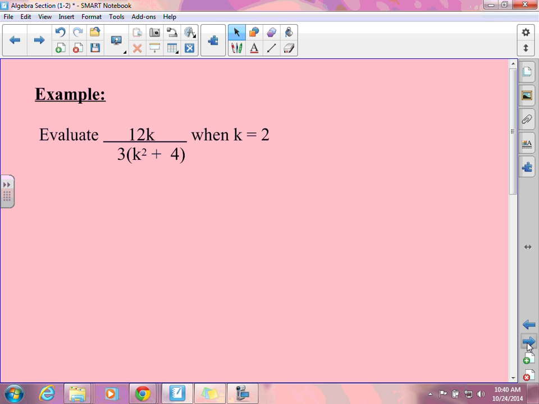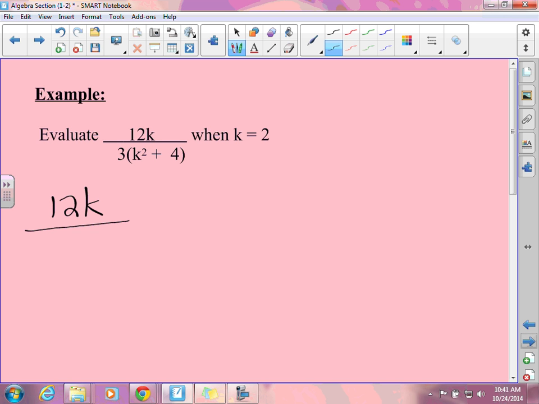When you do these, the first thing that I want you to do is write 12k, the fraction bar, and use the lines on your paper. It's going to help you with that. And then 3 parentheses, k squared plus 4. You don't need to write when k equals 2 in your homework. You can just plug your stuff in. But I do want you to write this expression.